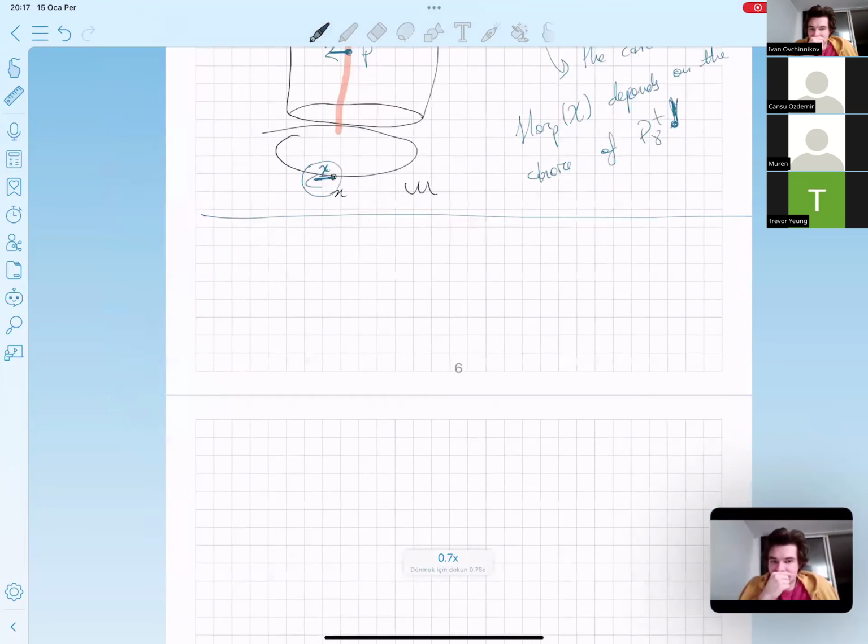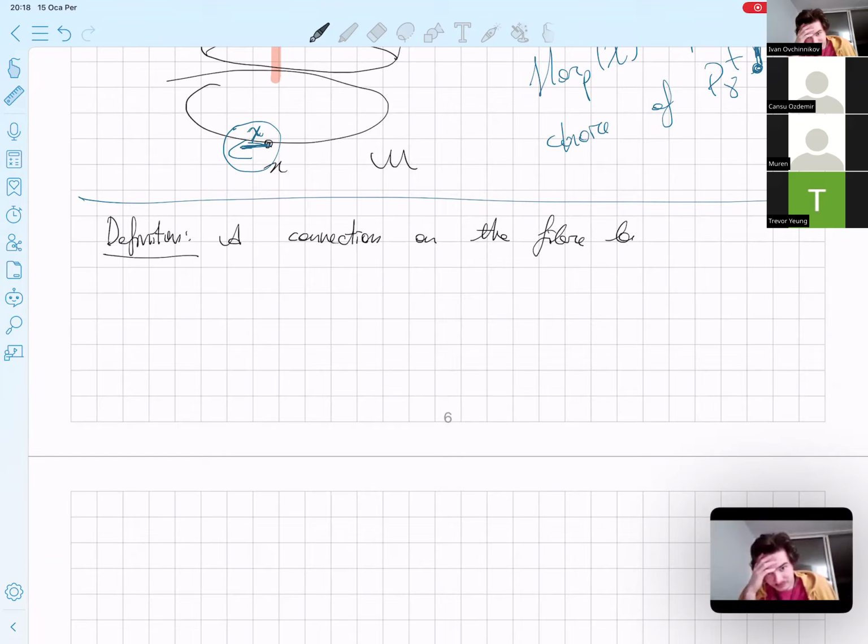Definition. Okay, actually, I'm going to define the connection. Now we're defining a connection. A connection on the fiber bundle is a smooth distribution. I will say what this is in a second.